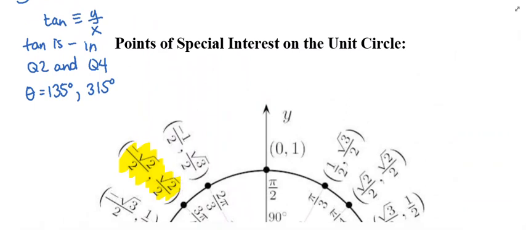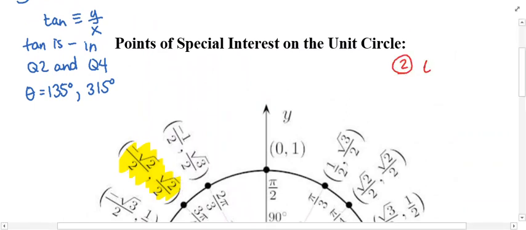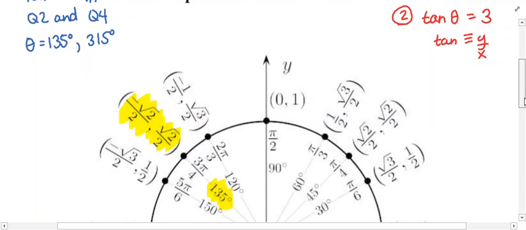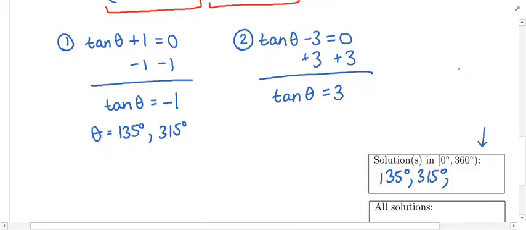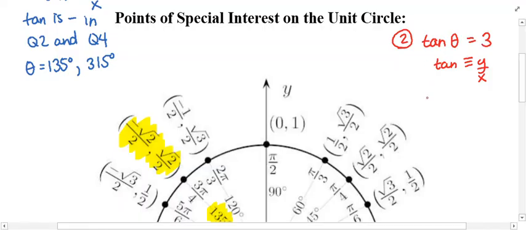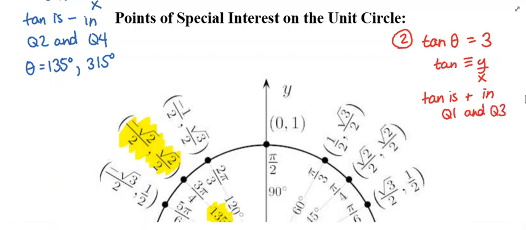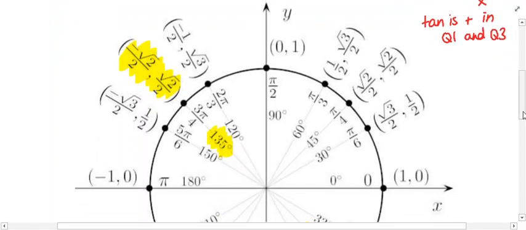Let me jot that down here. The second thing we're trying to solve is tangent of theta is equal to +3. We need to look at our y divided by x, and we need to focus here. This is a positive tangent value, so we need to be focused on tangent being positive in Q1 and Q3. That's where we need to look. If you look at these values and you do y divided by x, none of these are going to give you +3.